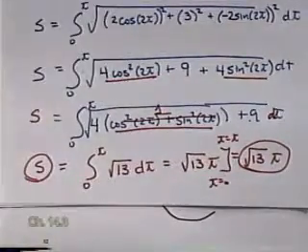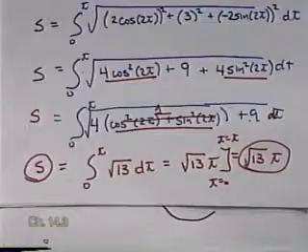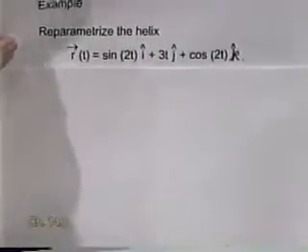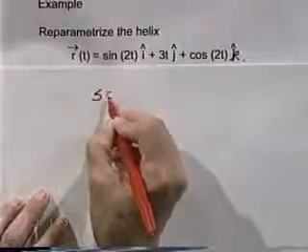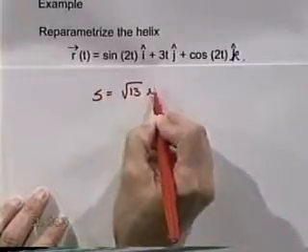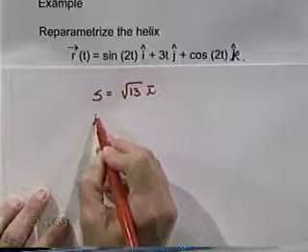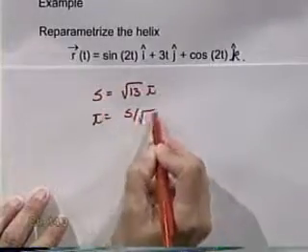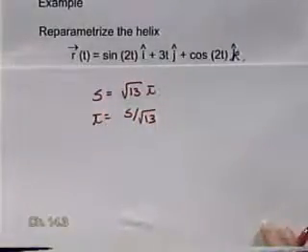Isn't that cool? So what I did was I determined the arc length at an arbitrary point t. So what we have here is s was equal to square root of 13t. So t is s divided by the square root of 13.